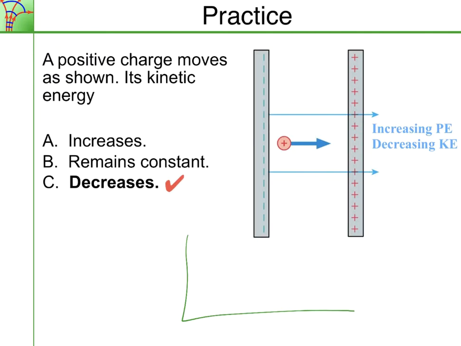So if I were to do that graph again, here's the total energy, and here's the potential energy here. As the particle is moving this way, its kinetic energy decreases, and so it'll be moving slower.